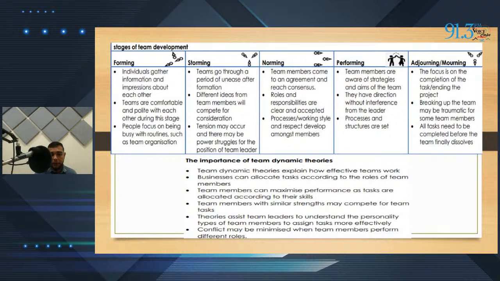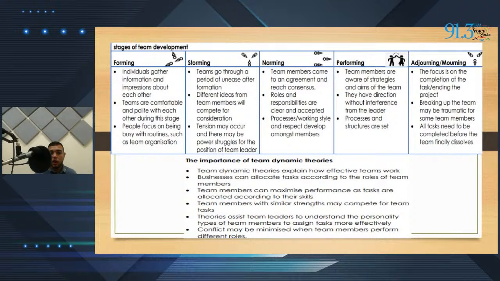So, forming, gathering information. Storming, there are now problems and we're now getting a solution. Norming, we have found the solution and we have come to a consensus. Performing, we are now relaying the solution, we're implementing it. And mourning, we are now bringing the project to an end and everyone now needs to depart.